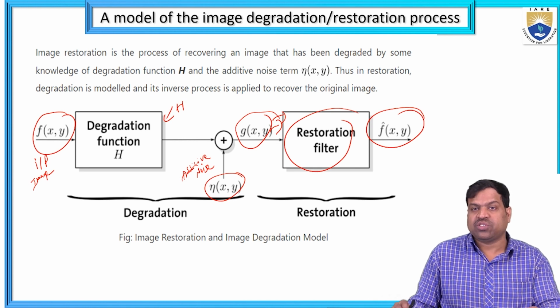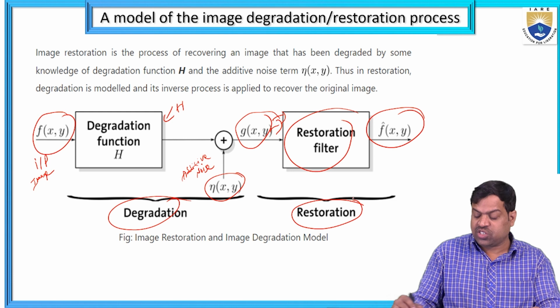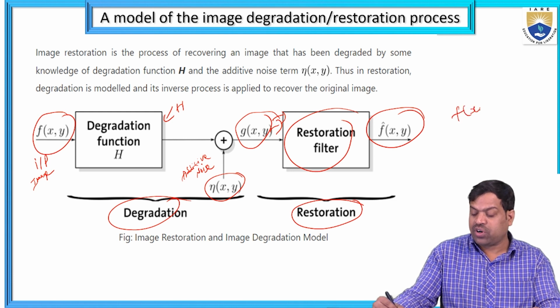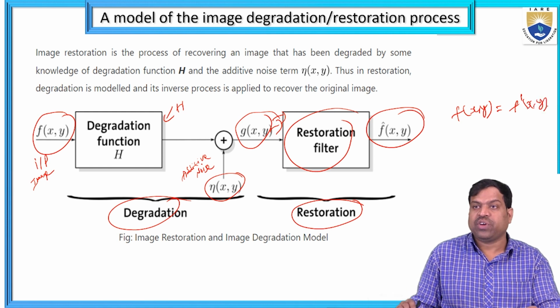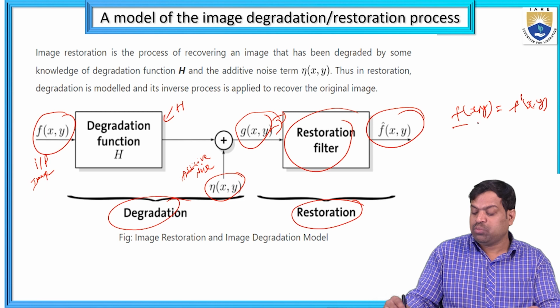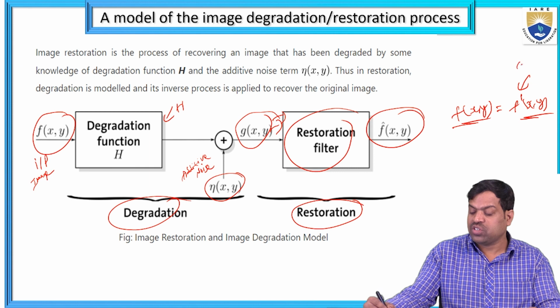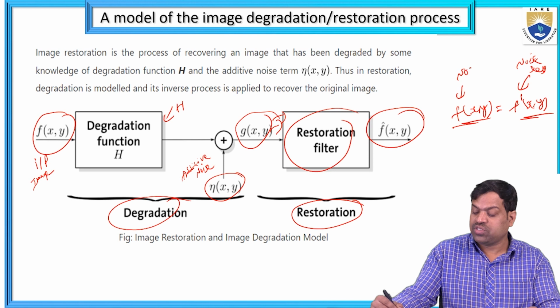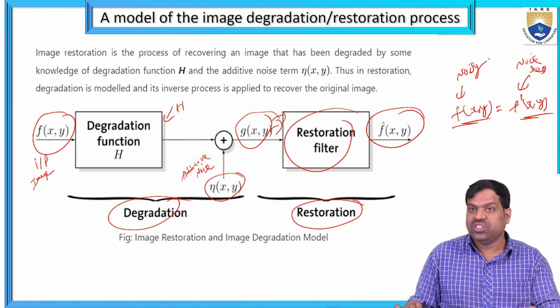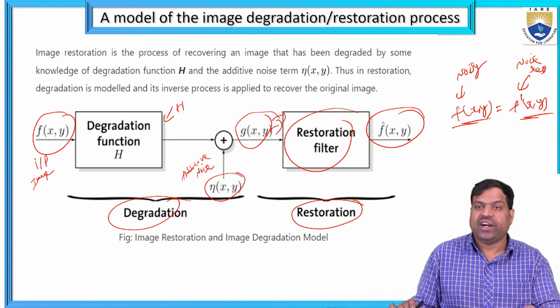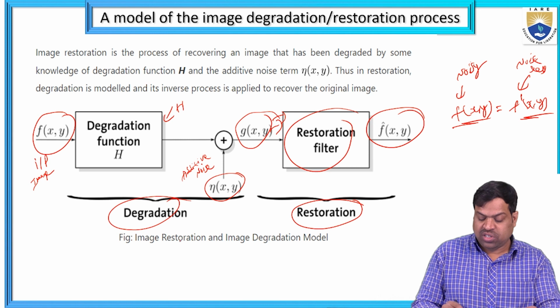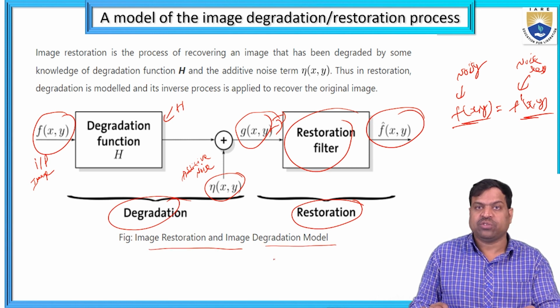So the methods we apply are the degradation technique and the restoration technique. What happens here? f of x comma y is equal to f dash of x comma y. So input and output are both the same, but the difference is that the output is noiseless and the input is noisy. So the noisy image is converted to the noiseless image with the help of degradation and restoration functions. So image restoration and the degradation model is one example.